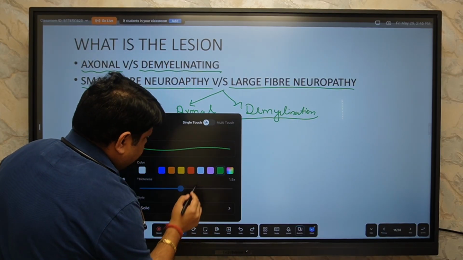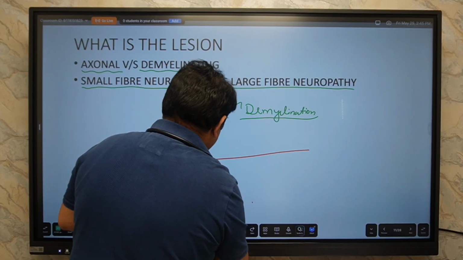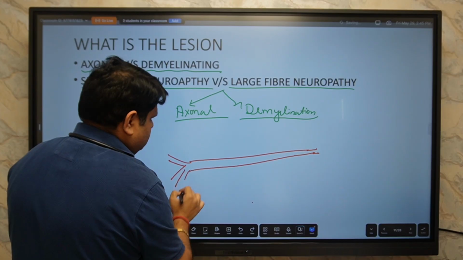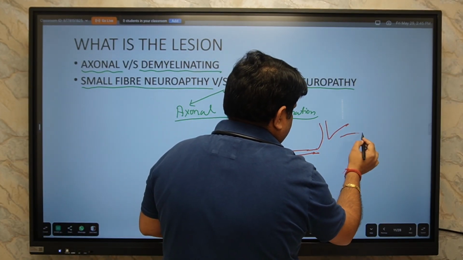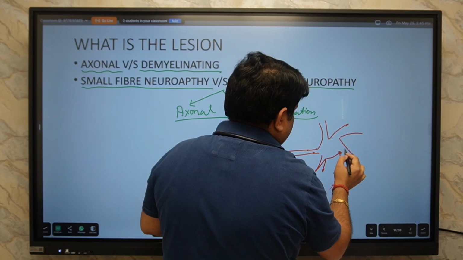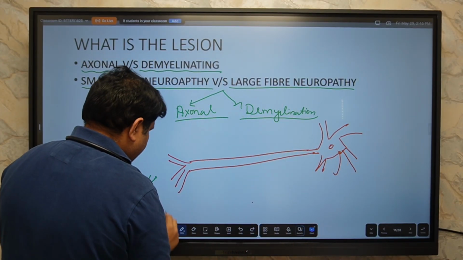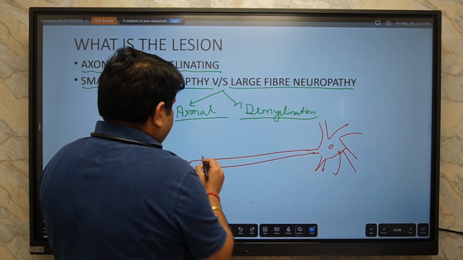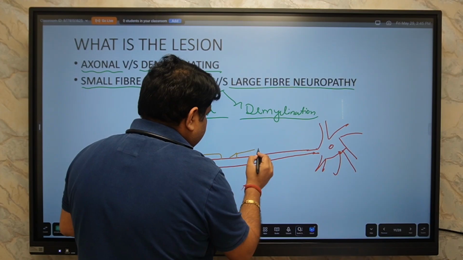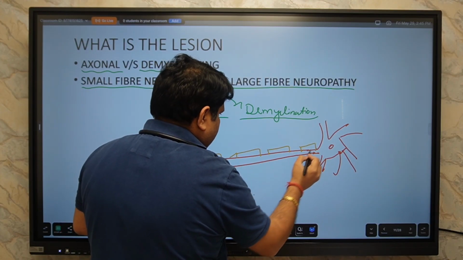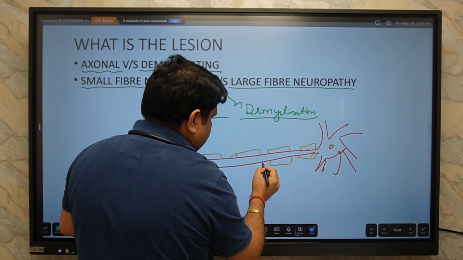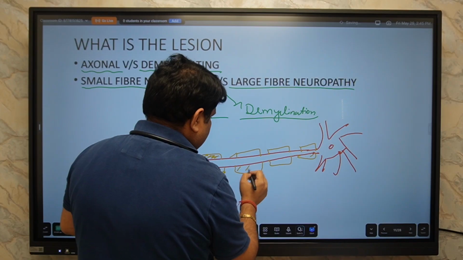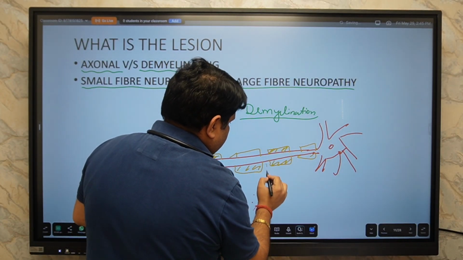So usually, this is our axon. This is the cell body. In the case of a myelinated nerve fiber, the axon is covered by the myelin sheath. This is the node of Ranvier.